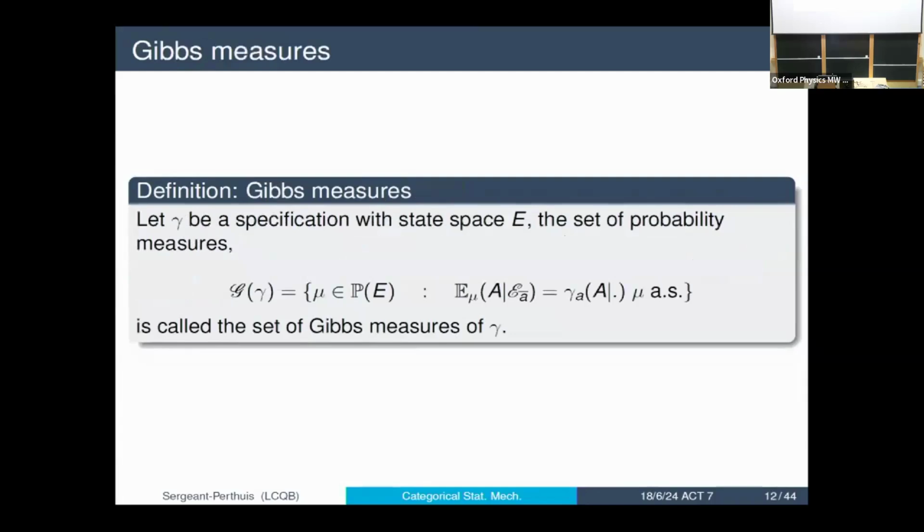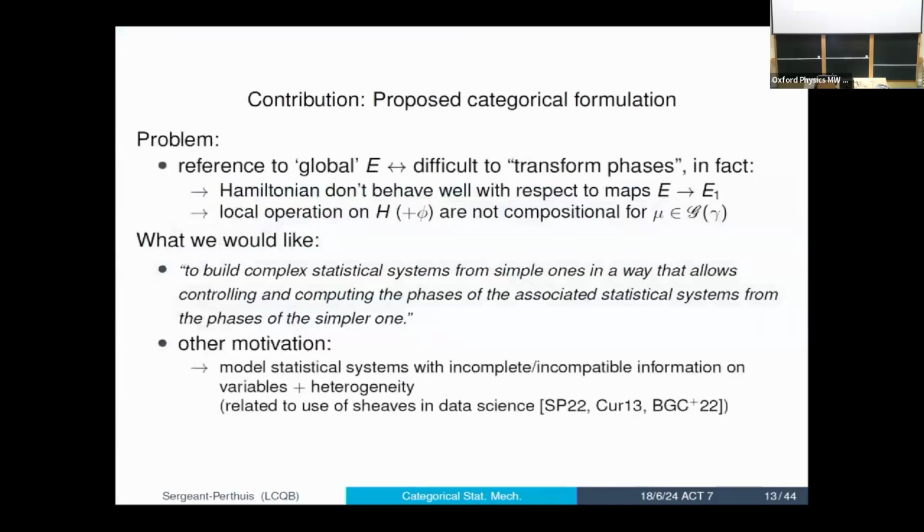Okay, and the Gibbs measure is simply a measure such that you get back the conditional expectation. When you take the conditional expectation, it is exactly the kernel that you start from. So Gibbs measures that are compatible with the statistical system, being a collection of probability kernels, are simply the ones that are compatible with this probability kernel, which is that if I take the conditional expectation, I get the same thing.